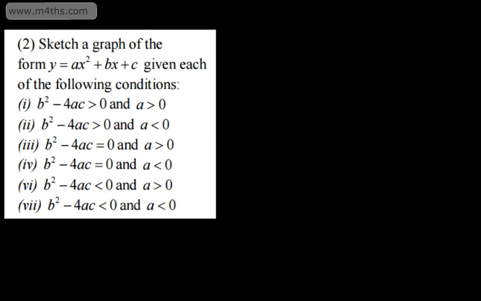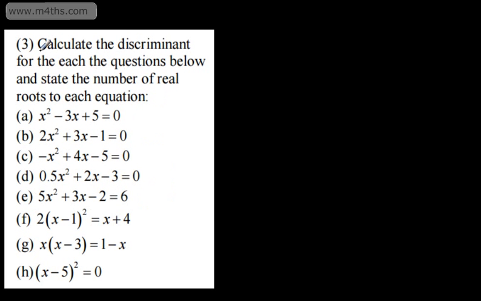Okay, let's move on. Let's have a look at what else we've got. We're asked to calculate the discriminant for each of the questions below and state the number of real solutions to each equation. So let's go ahead. On the first one, we're going to have a is equal to 1, b is equal to negative 3, and c is going to be equal to positive 5.